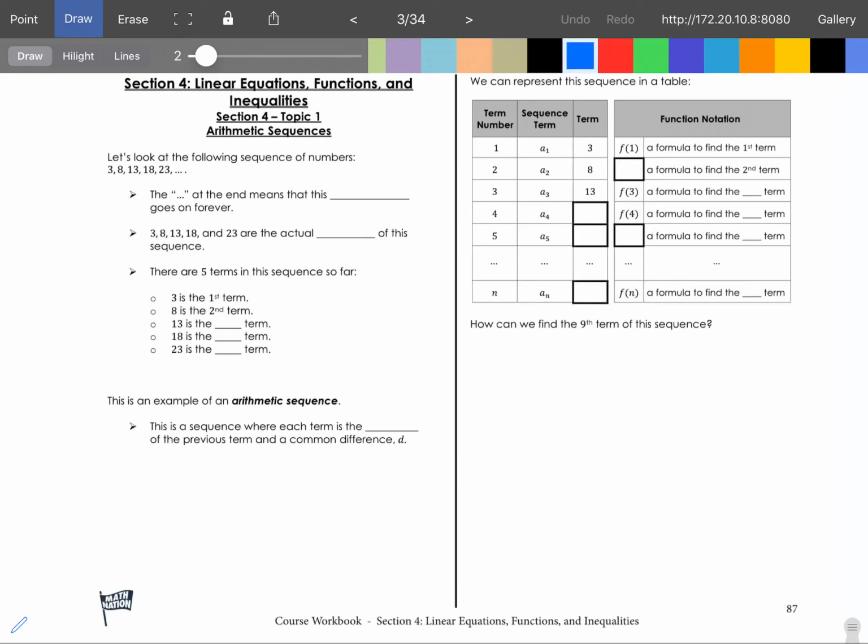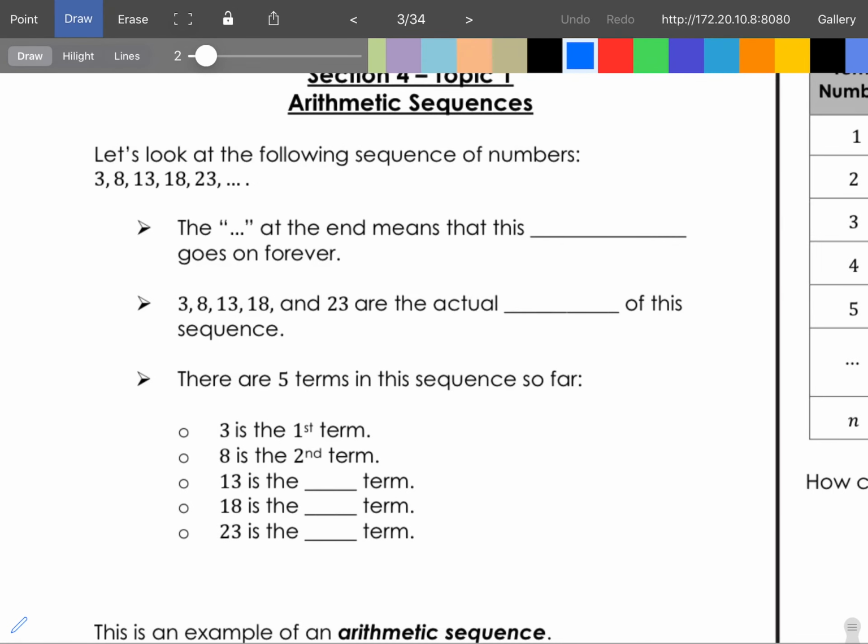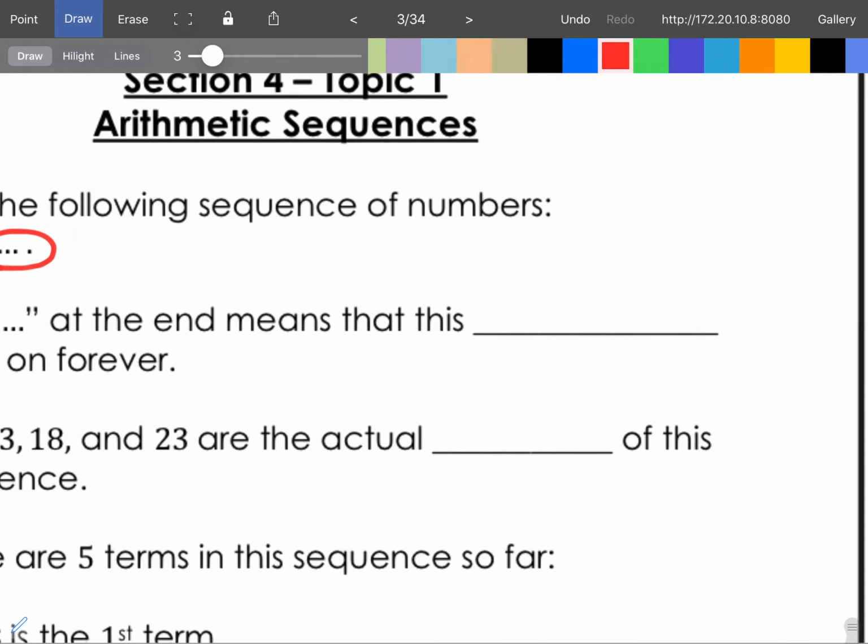Our lesson today is on arithmetic sequences. We're starting a new section, and I am going to start out with this basic sequence right here. So let's look at the following sequence of numbers. We have 3, 8, 13, 18, 23, and it continues to go on and on. That's why you see this dot, dot, dot. That means that sequence continues to go on. So we will say the dot, dot, dot at the end means that this sequence goes on forever.